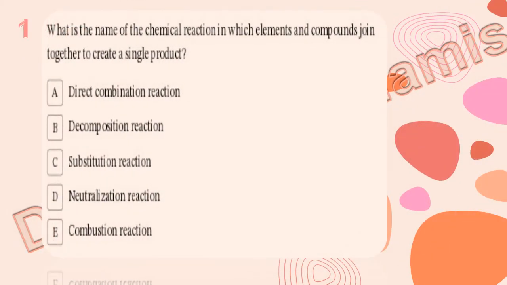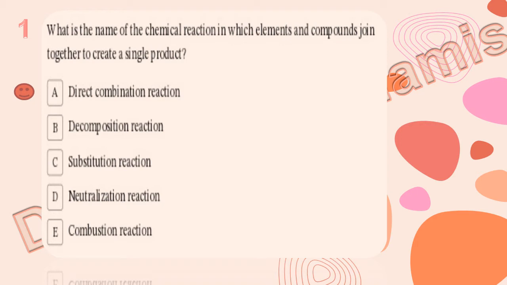Question number 1 says: what is the name of the chemical reaction in which elements and compounds join together to create a single product? We have an element and a compound, and each one will give a new, single product. The main kind of reaction here we call a direct combination reaction. So the right answer will be letter A.